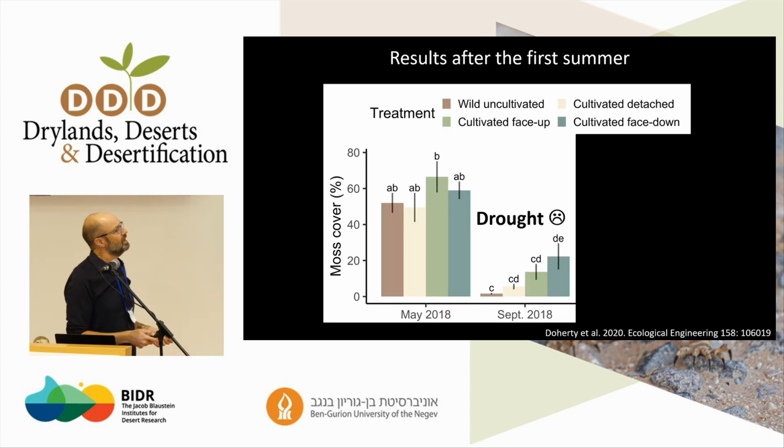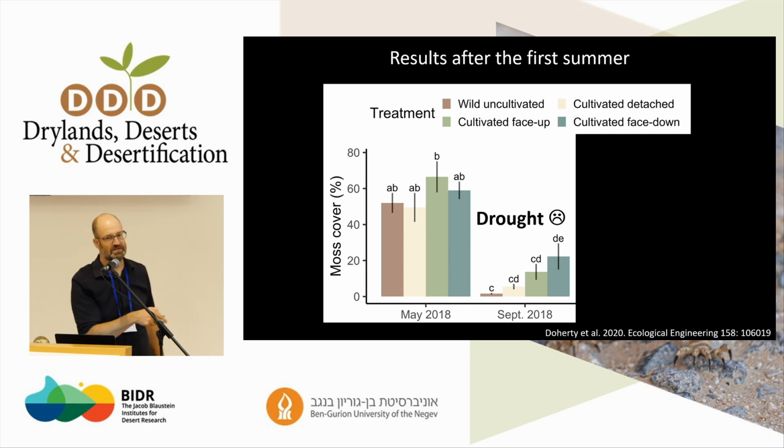And here's some of the results. So this is just moss cover, not percentage of the original added, just cover. And you can see they started off pretty high cover. Our cloths were pretty mossy. And then this is shortly after we set up the experiment.